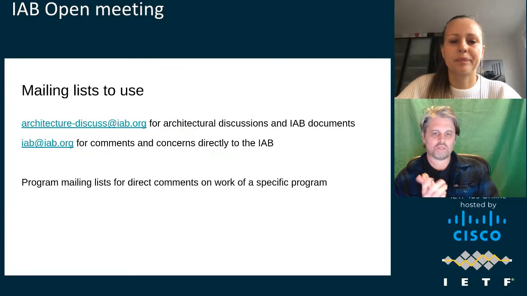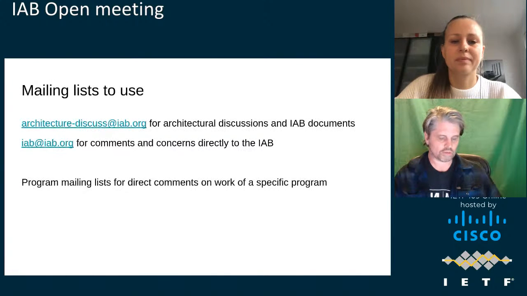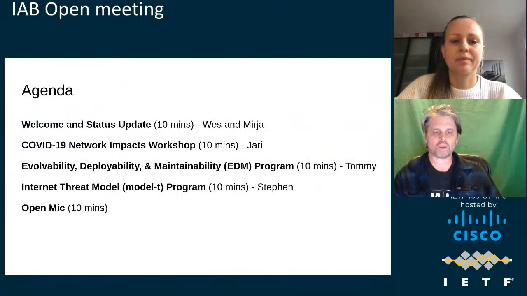We have mailing lists that we use. The IAB has a wider architectural discussion where we hold conversations about the architecture of the internet in general, which is at architecturediscuss@iab.org. Anybody can sign up for it. And then IAB@iab.org is how you can reach the IAB in general, and you can mail that directly. And then we have program mailing lists that are specific to each of the different architectural programs that we manage. And we'll talk more about that in just a few minutes, actually, or Miriam will.